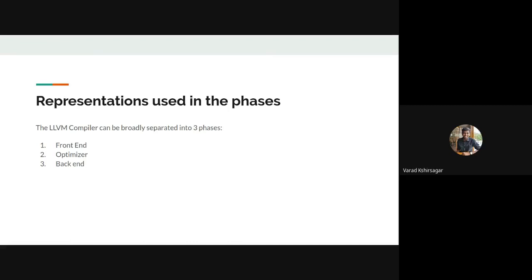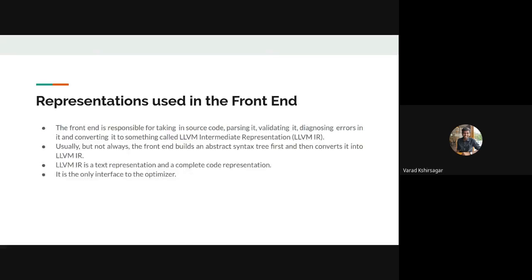Yeah. So the LLVM compiler can be broadly separated into three phases: the front end, the optimizer, and the back end. The front end is responsible for taking in source code, validating it, parsing it, diagnosing errors, and converting it to something called LLVM intermediate representation or LLVM-IR. So usually, but not always, the front end builds an abstract syntax tree and then converts it into an LLVM IR. LLVM IR is a text representation and it is a complete code representation.